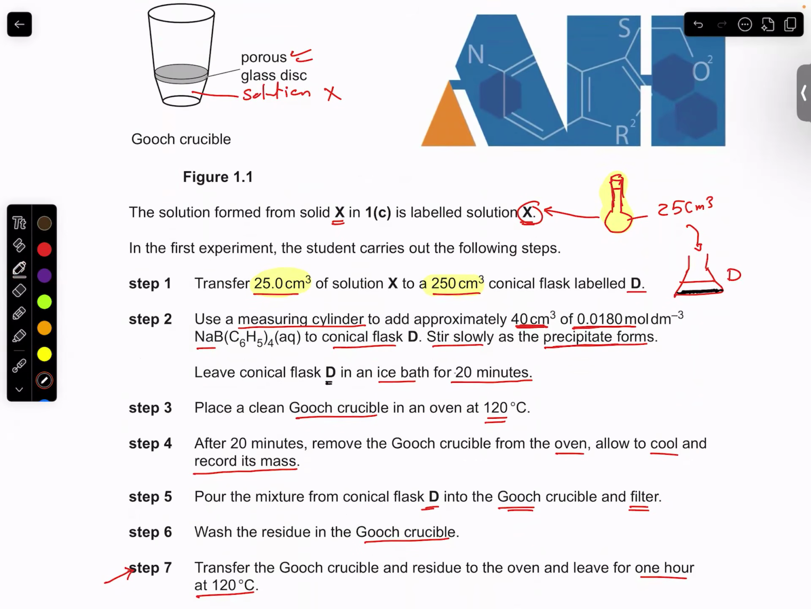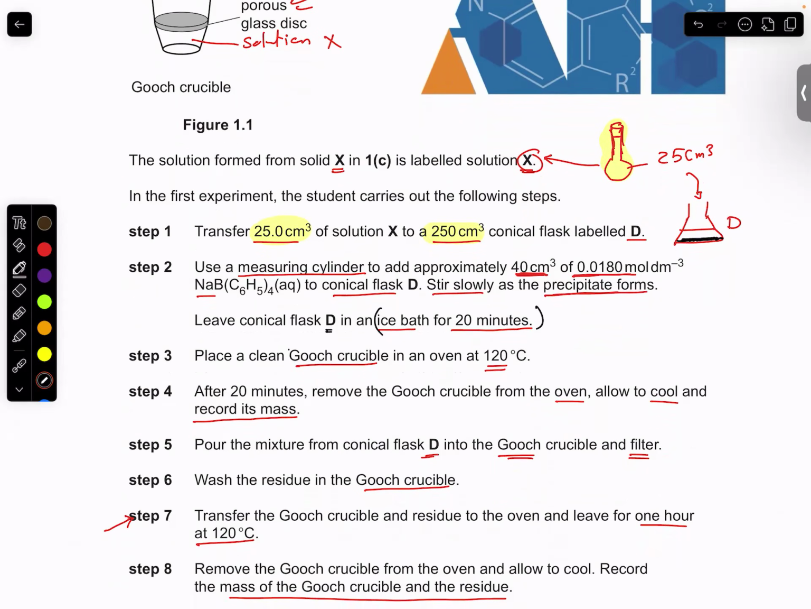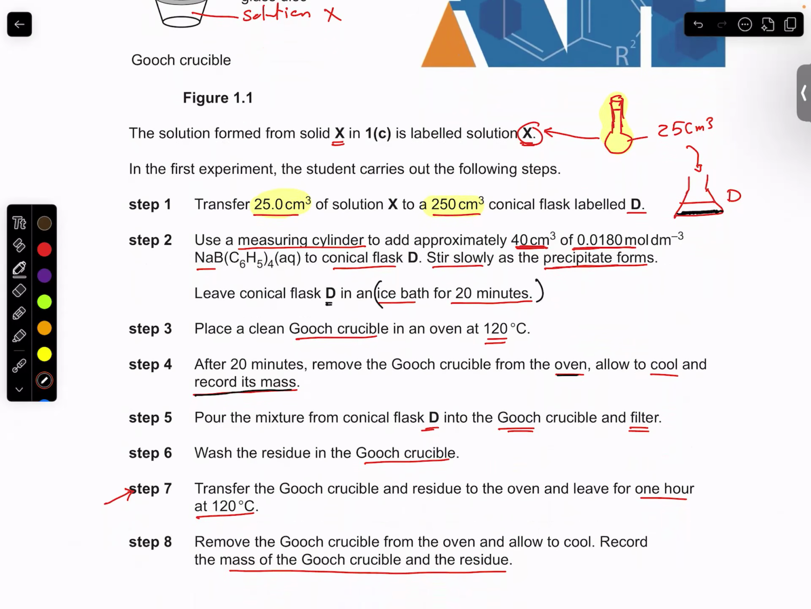Leave conical flask D in an ice bath for 20 minutes. Then place a clean crucible in an oven at 120 °C to dry it out, until its mass becomes constant, and to evaporate any water in the crucible. After 20 minutes, remove the crucible from the oven, allow it to cool and record its mass. Now we have a clean, dry crucible with a specific mass.